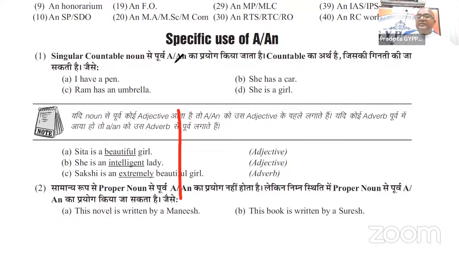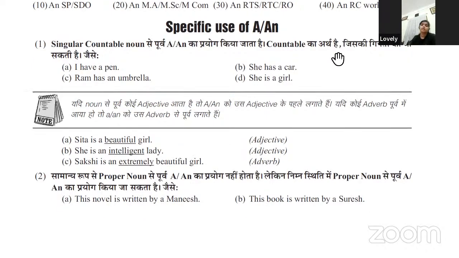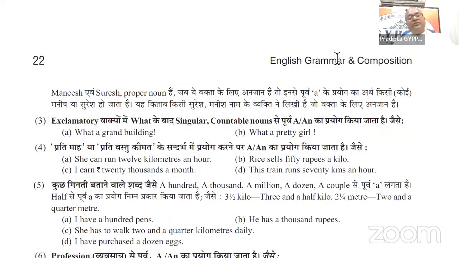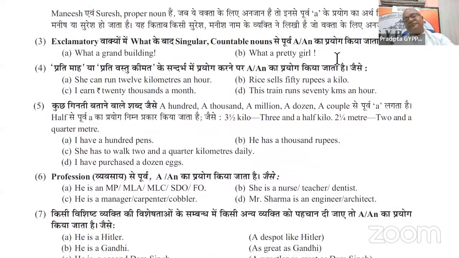So can anyone tell me then, when to use a before a proper noun? When we don't know anyone or any specific thing, we use a. You know it is a proper noun, but you don't know who he is. Okay? Okay, sir. Say once more.